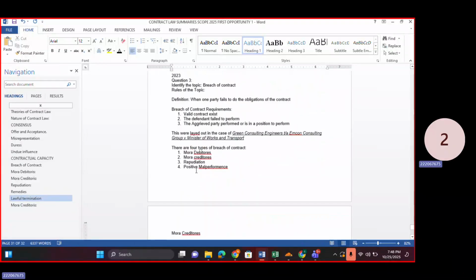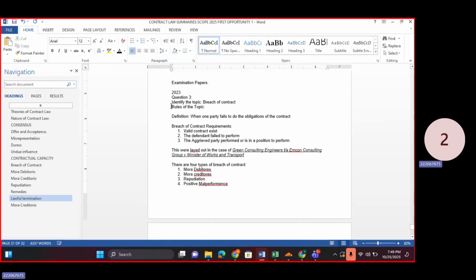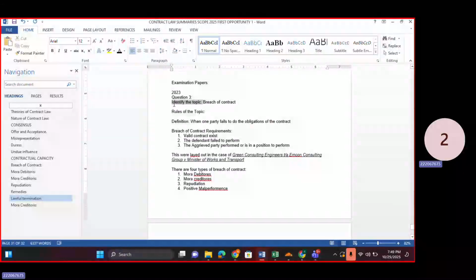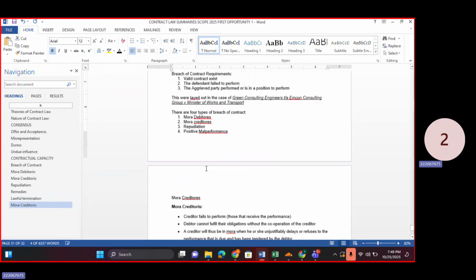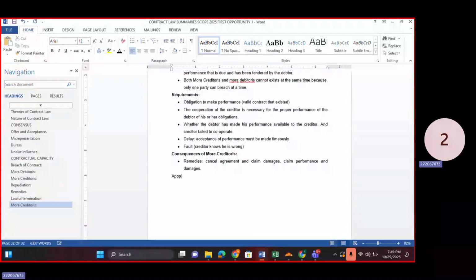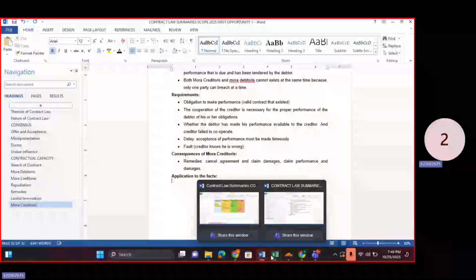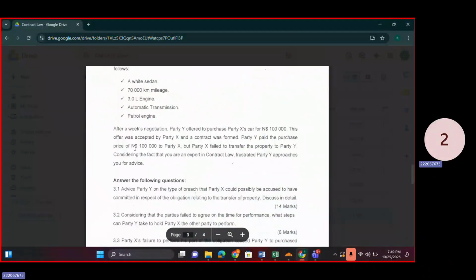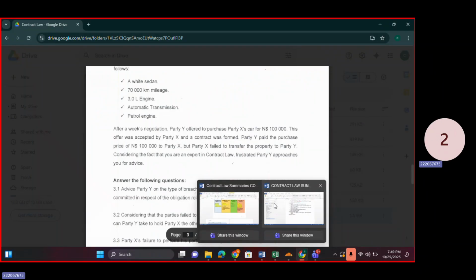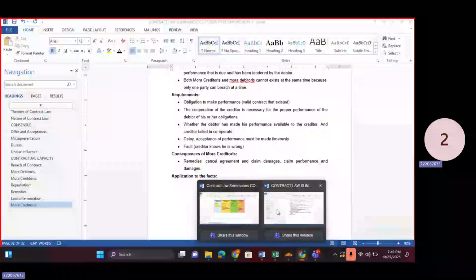So now what we've done is we have identified the topic, we have the rules of the topic, and then let's go to application to the facts. In terms of application to the facts, we want to talk about these elements here. Whatever you see, just write your observations.